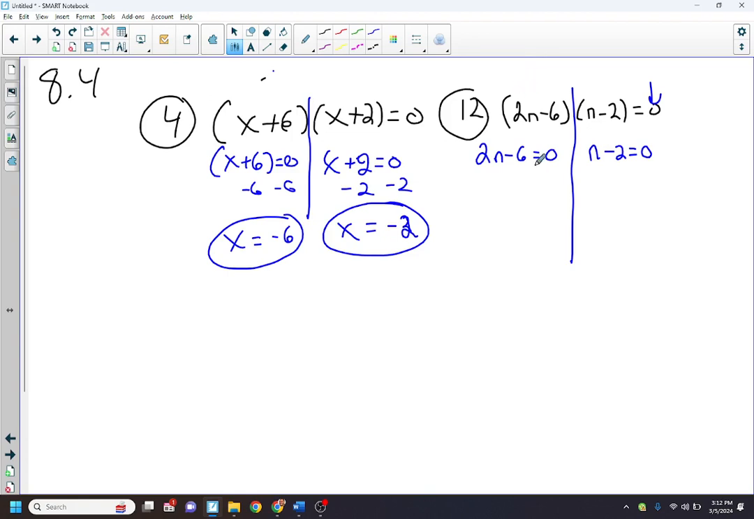So I could do them separately. Now I'm going to do 2n minus 6 equals 0. Plus 6 plus 6, so now I have 2n equals 6. Divide by 2 and divide by 2, n equals 3. Over here, n minus 2 equals 0, plus 2 plus 2, n equals 2. So your answer is 2 and 3.